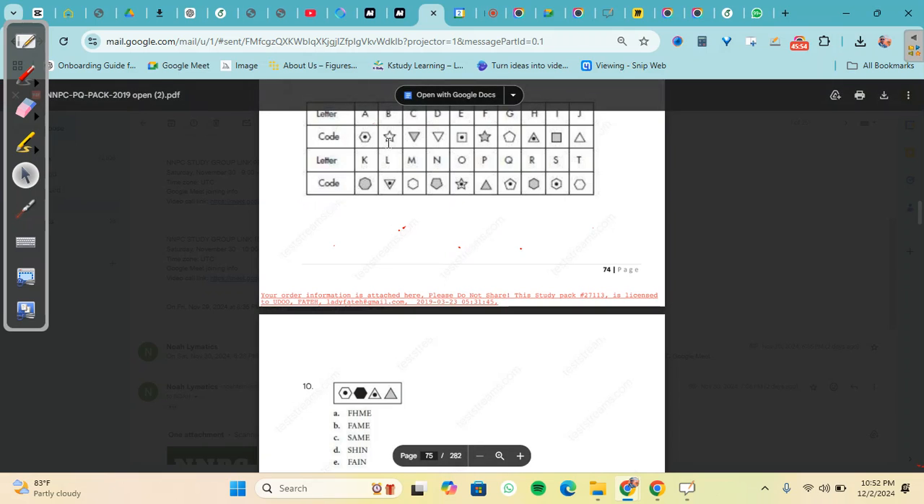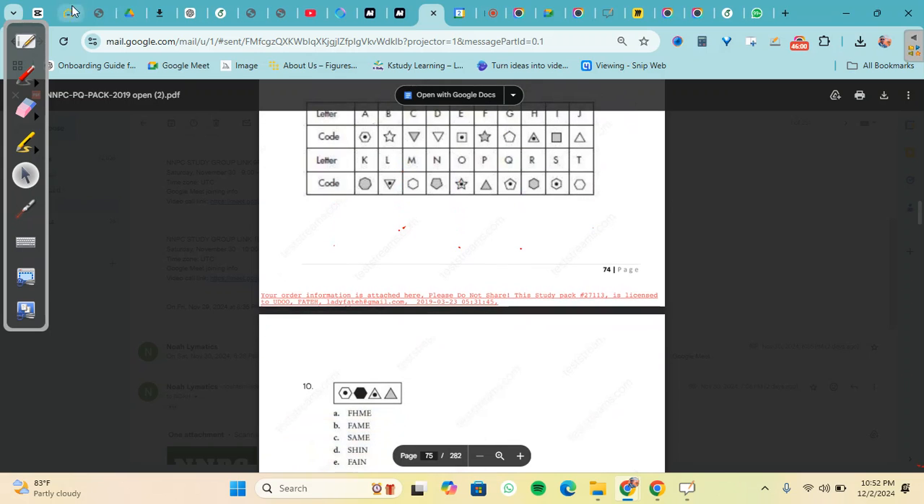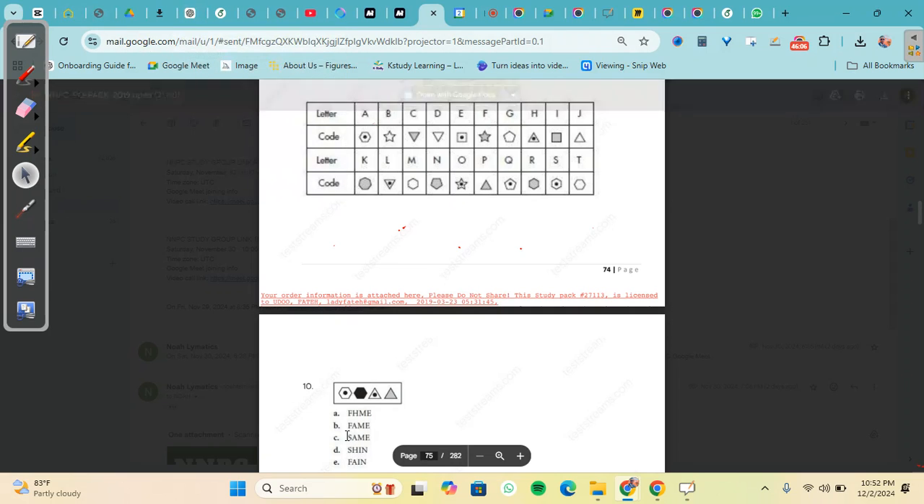Do you know one thing? I tried to scan this nonsense here. I tried to screenshot these two pages like this, and I pasted it on ChatGPT. And ChatGPT was telling me the first thing, it gave me "same", and it gave me some explanation. I said, "Alpha, explain it, break it down, make it simpler." Then after breaking it down, it said the answer is "fame". That was when I gave up.